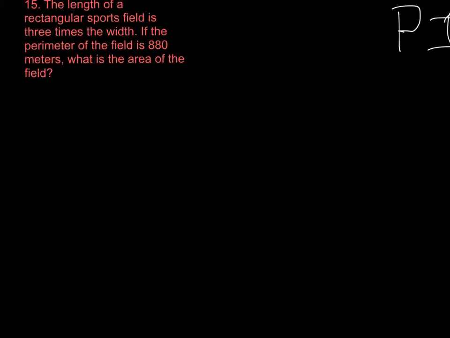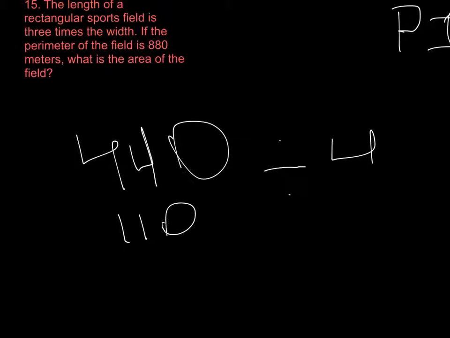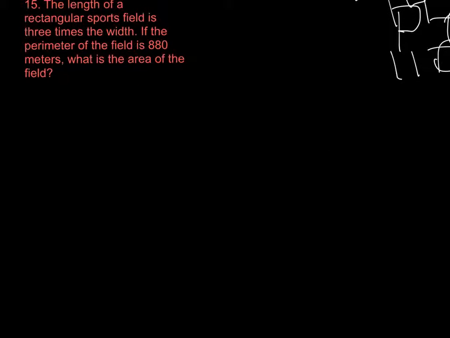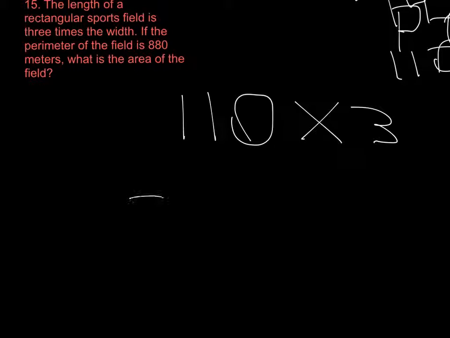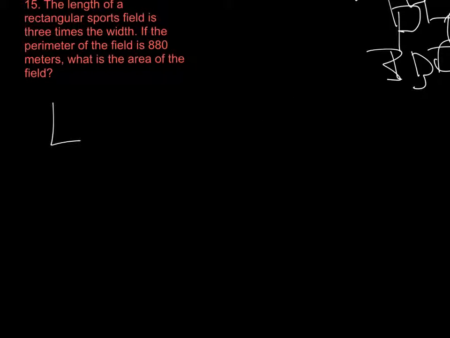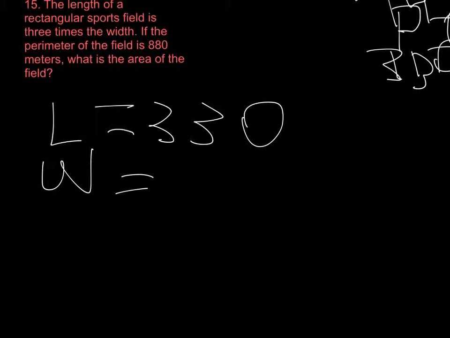But you would take 440 and divide it by 2 because the L is 3 times more than the W. So you divide that by 4 to get 110. And 110 is your W. But you'd multiply it by 3 to find your L. So do 110 times 3, which is 330. Okay? So your L equals 330 and your W equals 110.